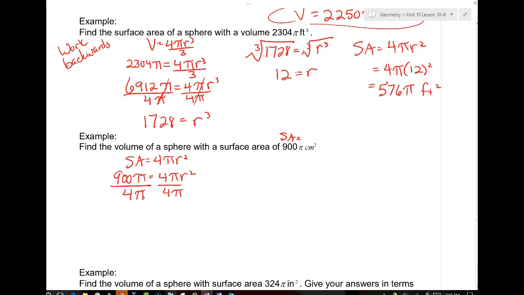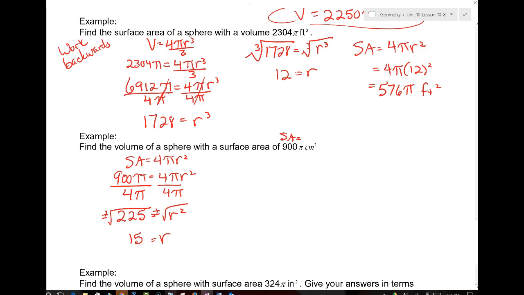All right, here's the easy part. What's 900 divided by 4? So I get 225 is equal to my radius squared. What do I need to do to both sides? Square root, right? Don't cubic root. This would be bad, right? Square root it. So I take the square root. Yep, it's going to end up being 15. Excellent, because radius needs to be a positive length. So the radius is 15.